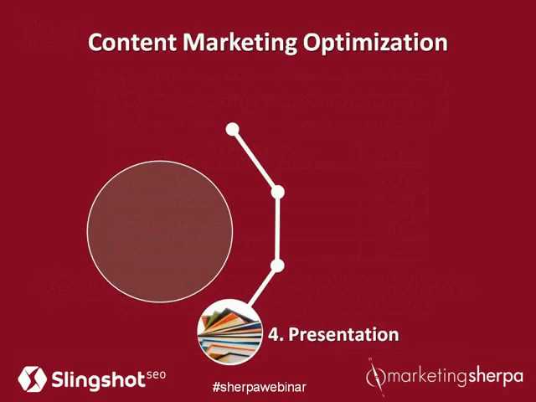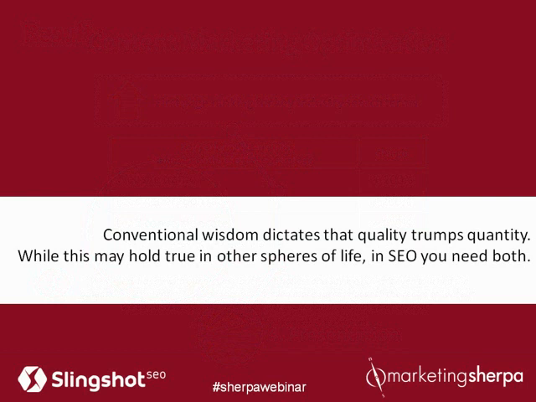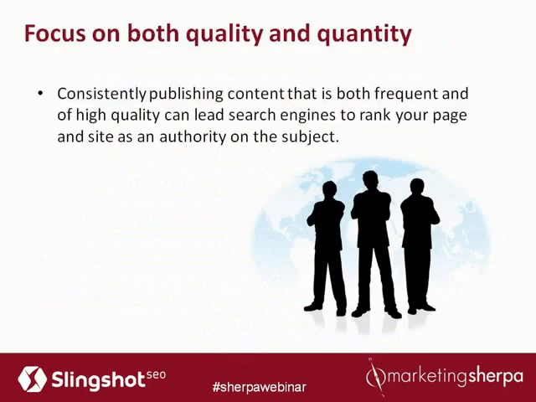Okay, next, we're going to look at the fourth area now, which is presentation. And this really starts to get into your format and your structure. So let me kick it off with this thought, which is conventional wisdom dictates that quality trumps quantity. And while this may hold true in other spheres of life, in SEO you need both. So you do need to focus on both quality and quantity. And the reason for that is that when you consistently publish content that's both frequent and of high quality, that can lead search engines to rank your page and site as an authority on the subject.